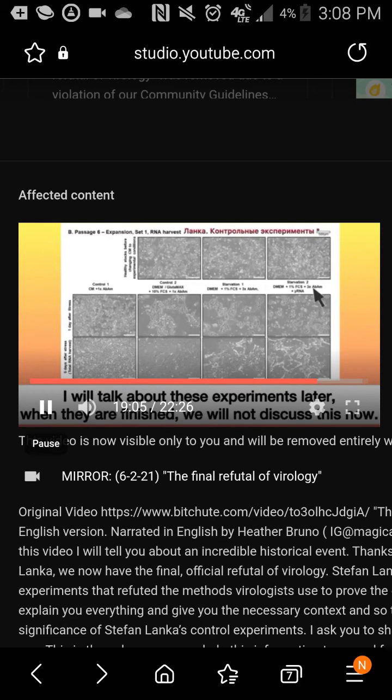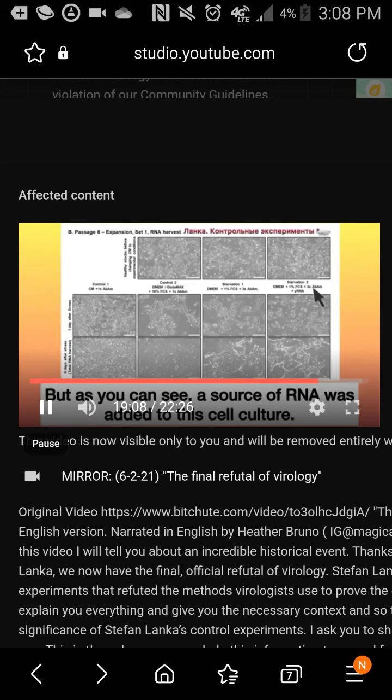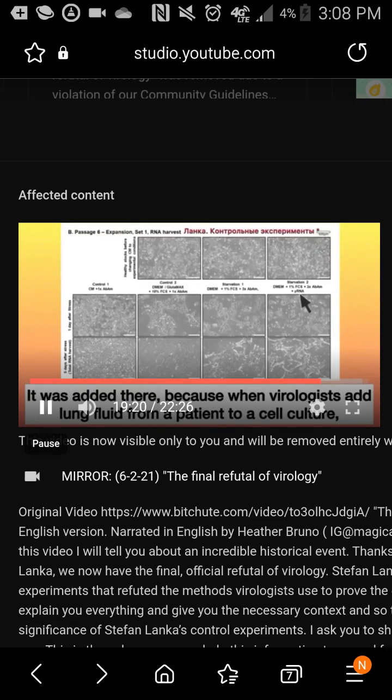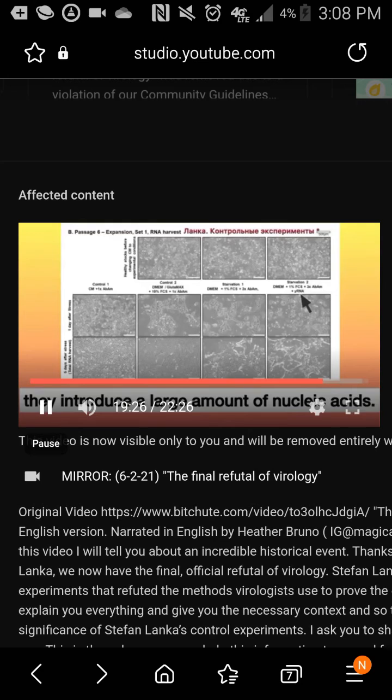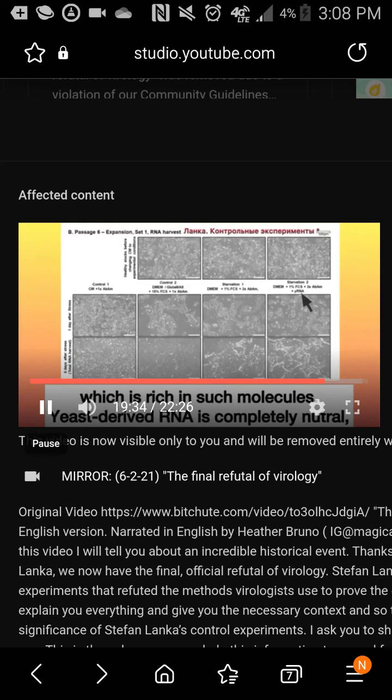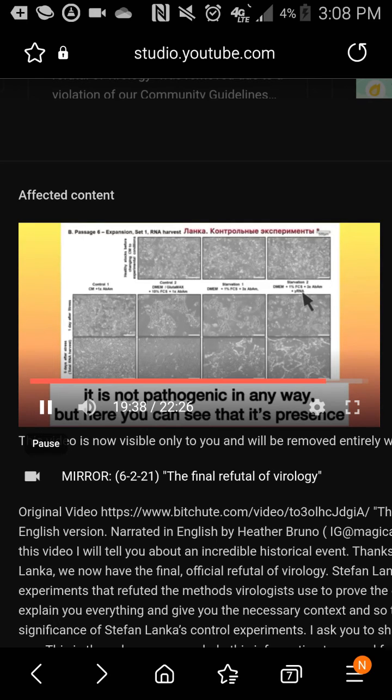We will not discuss this now, but as you can see, a resource of RNA was added to this culture. This RNA is obtained from yeast, but not from ordinary yeast, but from a matrix substance. It was added there because when virologists add lung fluid from a patient to a cell culture, they introduce a large amount of nucleic acids. Therefore, with the help of RNA from yeast, they tried to mimic the patient's sputum, which is rich in such molecules. Yeast-derived RNA is completely neutral. It is not pathogenic in any way, but here you can see that its presence causes an even greater cytopathic effect, although it is not related to any pathogen.